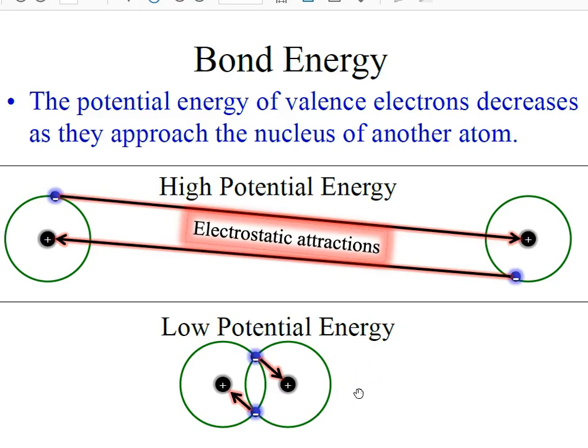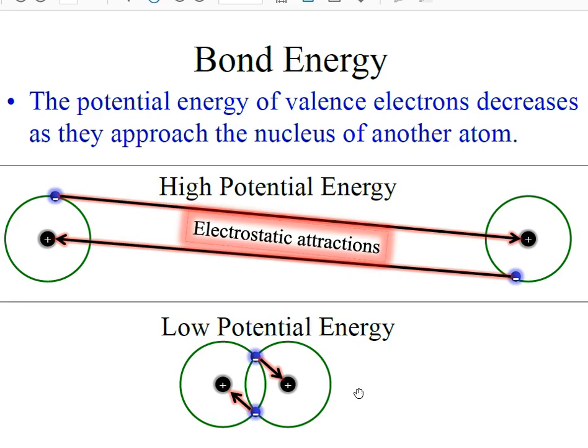Talk about bond energy. Now remember, for ionic bonds, there were two ways to determine how strong an ionic bond was, according to Coulomb's law. We would look at their charge and the distance between the center of the ions. For covalent bonds, we have a little bit different set of parameters to think about in terms of their bond energy.